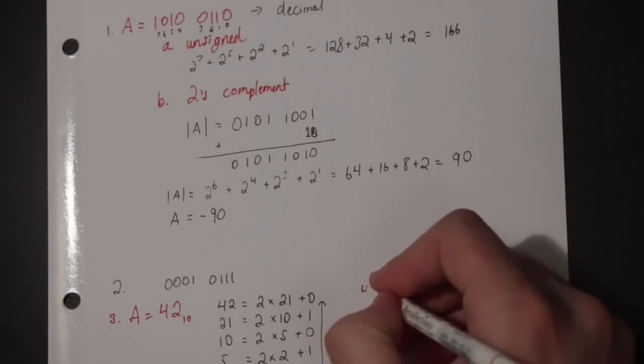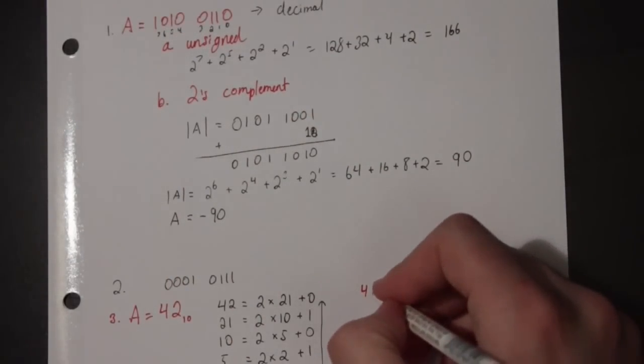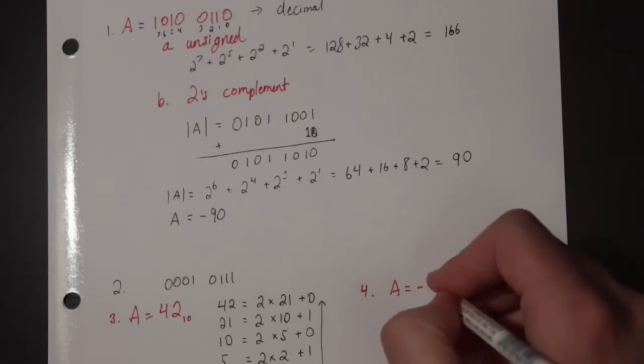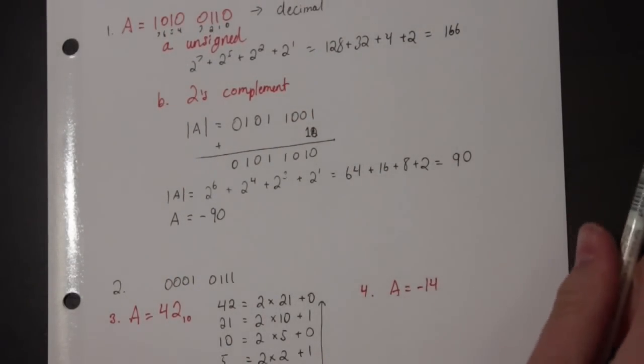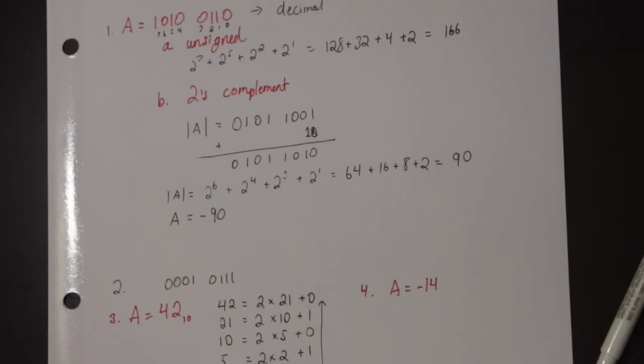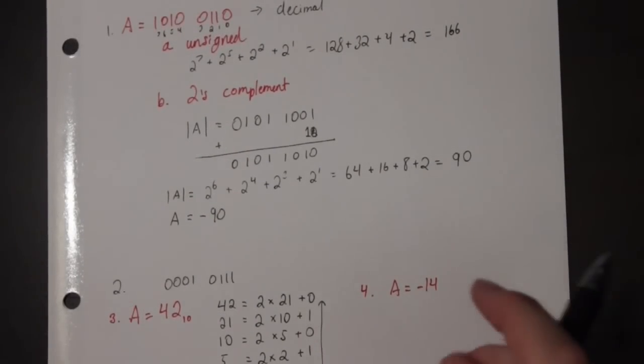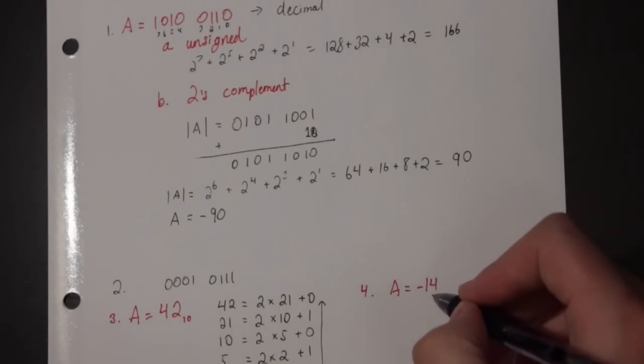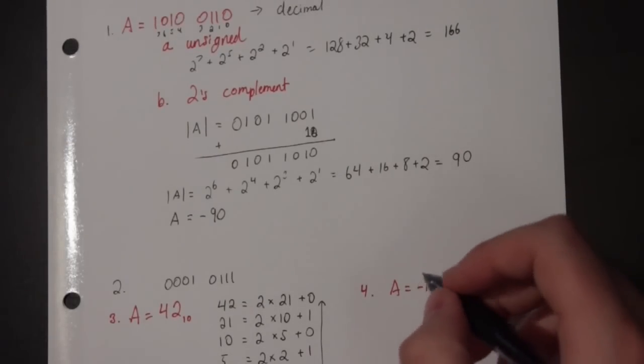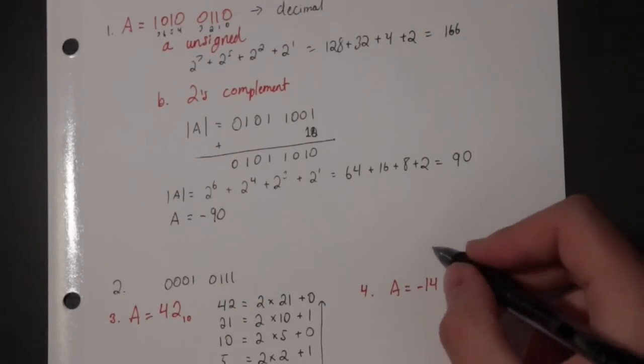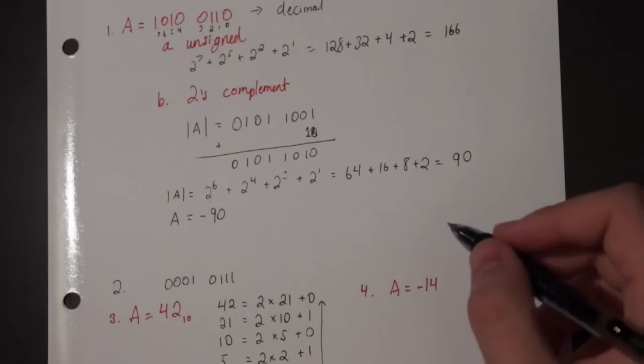Number 4 is a little bit trickier, because we're asked to convert the value negative 14. We have to keep in mind that negative 14 will have to be represented using 2's complement, specifically because it's a negative number. Unsigned representations like this don't afford the opportunity to represent a negative number, so we're going to have to use 2's complement. What we're going to do is find the binary representation of positive 14, and then negate it under 2's complement.